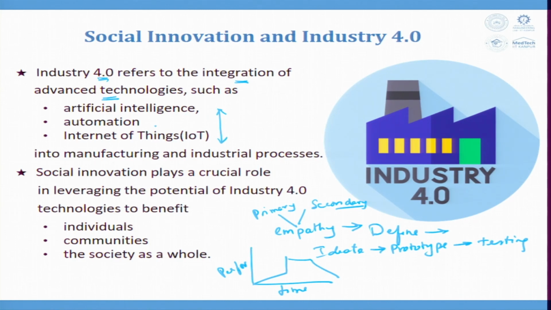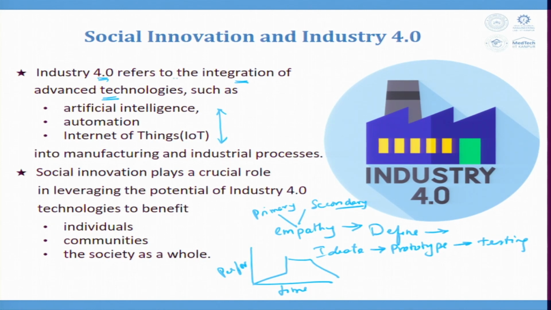Next is automation. Automation tries to make prototypes seamlessly without manual intervention, trying to produce the output. And Internet of Things is also very important. Internet of Things is connectivity between the sensors, between the server, all those things. So, Internet of Things plays a very important role.